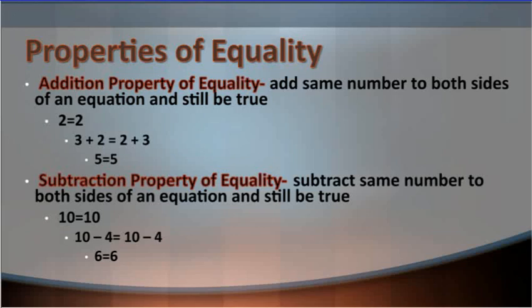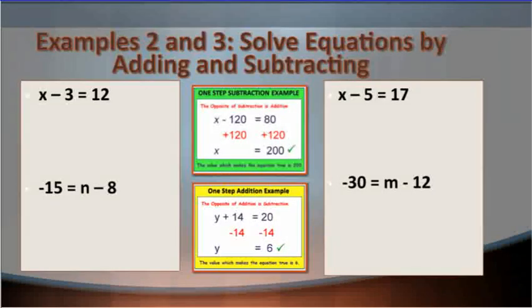Likewise with the subtraction property of equality, you subtract the same number from both sides of an equal sign and it is still true. So if we start off with 10 equals 10, if we subtract 4 on both sides, we still have 6 on both sides. Let's work with those today.